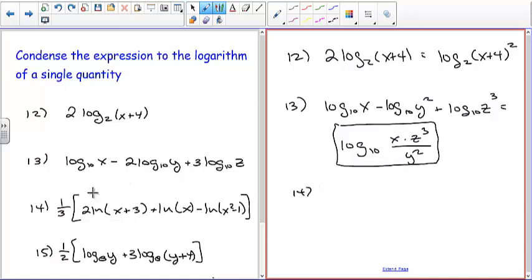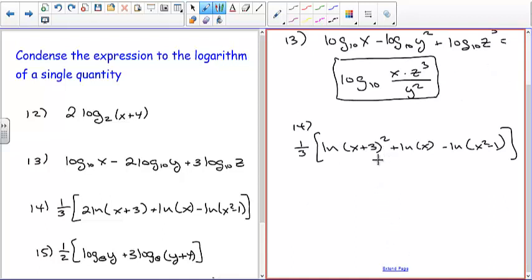Okay, 14. So what I would do is again take these constants and move them inside first. So the first term, instead of 2 times the natural log of x plus 3, it's going to be the natural log of x plus 3 squared. Here I don't have anything, so it's just going to be the natural log of x. And then the third one's the same case. So it was only the first one that I could move the constant in, because it was the only one that had a constant.